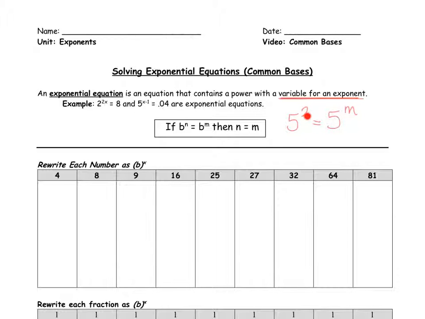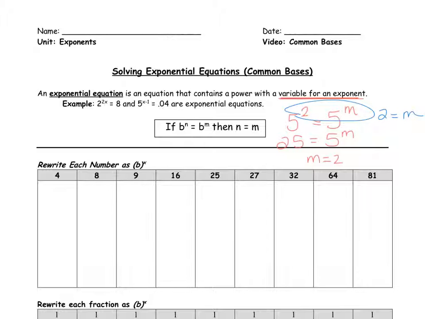Because 5 squared is 25, right? So 25 is equal to 5 to the m power. Basically, 5 to what power gives me 25? You should be telling me 2. So m is equal to 2. Now you don't have to show any of that work. Once you see that the bases are equal, 5 and 5, then you just set the exponents equal to each other. So you would just say 2 equals m, and we're good to go.